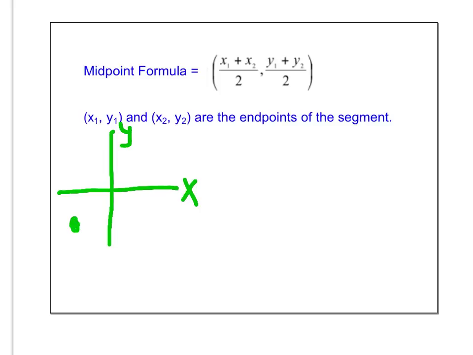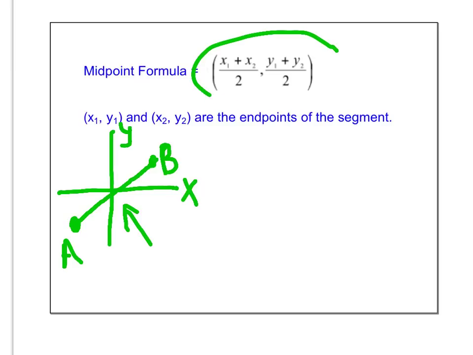Let's say that you have 2 points, A and B, and you want to find the exact middle of that segment. In order to do this, you will use this formula, which means you're going to add the x values of point A, which I'll call x1, and the x value of point B, which is x2. You add those two together, x1 plus x2, and you divide by 2, which makes sense because you're trying to find the middle. That gives you the x value for the new midpoint, and then you do the same thing with the y values.